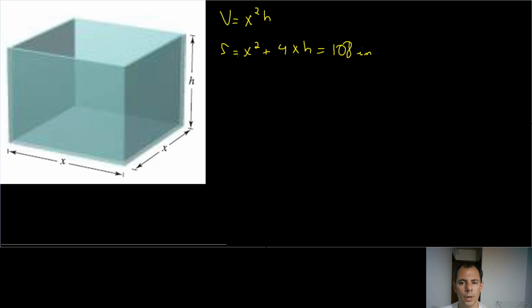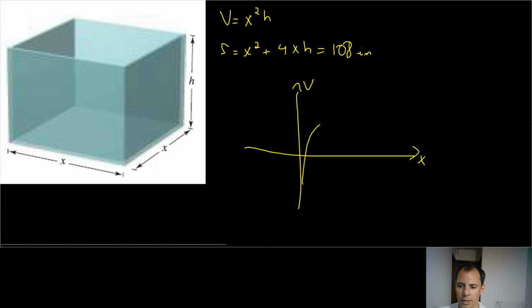Now, which kind of dimensions for x and h is still going to respect the surface area of 108 inches, but is going to increase the volume? What's going to happen, guys, is that we're going to find a formula that does this, okay? This is going to be a value for x, and this is going to be a value for the volume. So we have something like that.